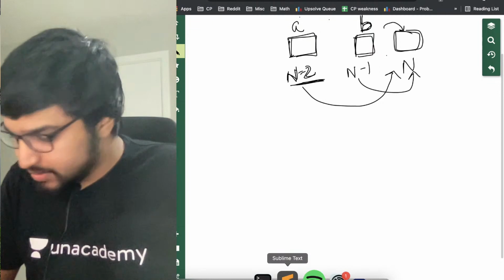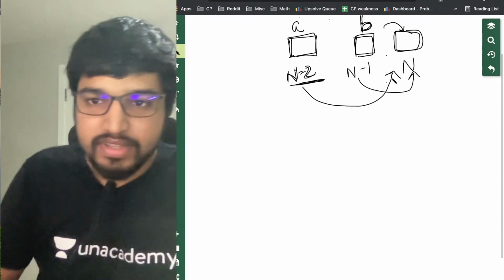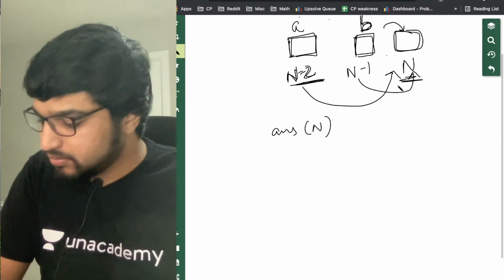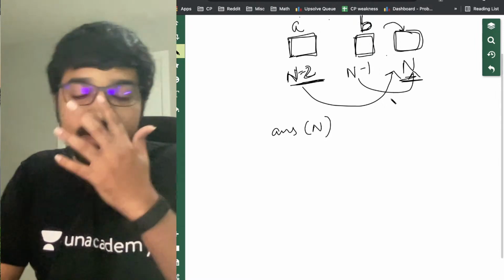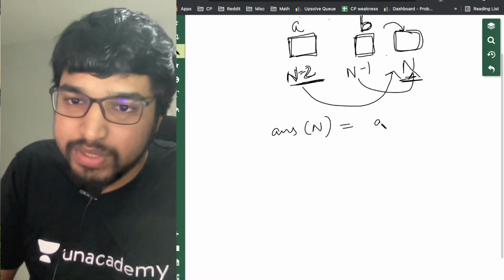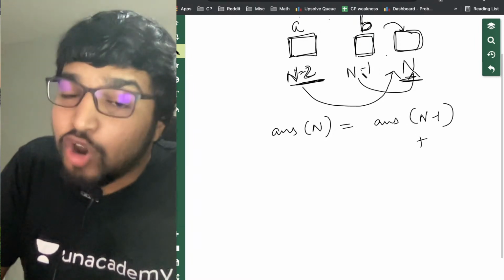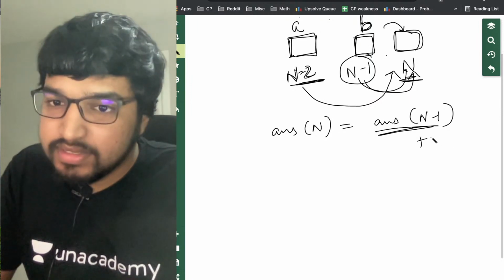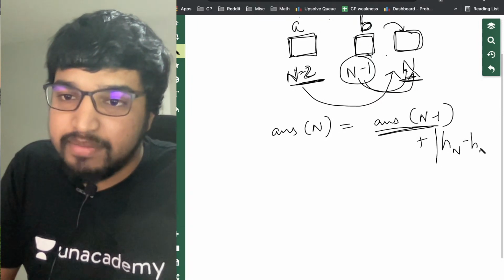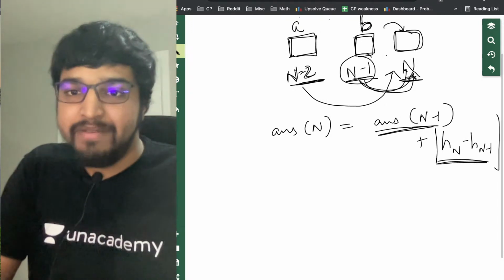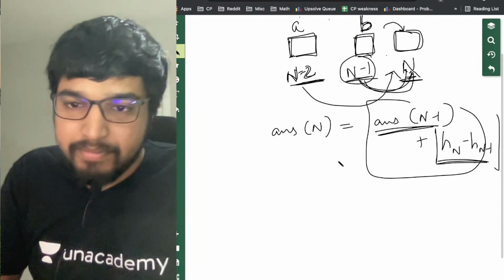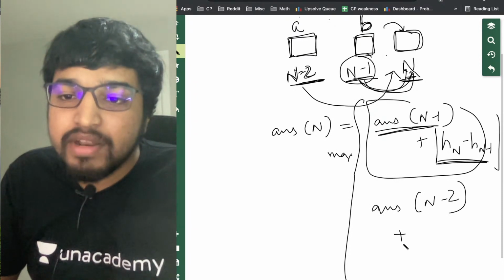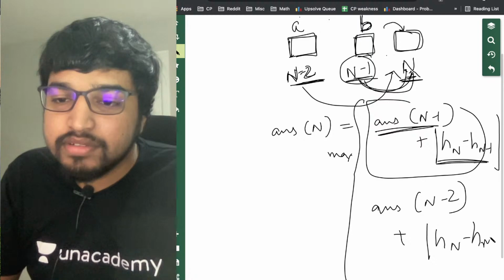Yes, we can easily do recursion and check all possible steps. Exactly. So basically, the answer of n is the same as the answer of n-1, if you go from n-1, plus the cost from n-1 to n, that is the answer of n-1 plus the absolute of hn minus hn-1, because this is the cost to reach from n-1 to n. It's either this, the min of this, or the answer of n-2 plus the absolute of hn minus hn-2.